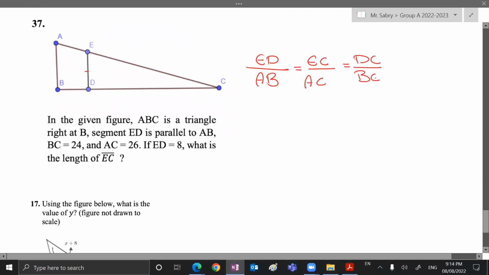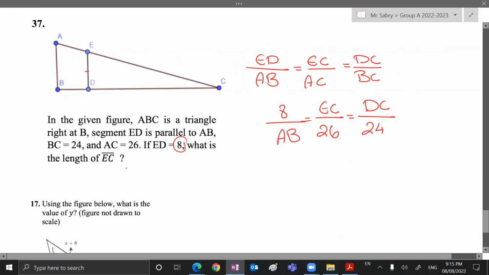So this is just by looking at the question or the shape. Now what am I given? I'm given BC, this one, with 24. So it's actually now DC over 24. I'm also given AC, this one with 26. So this is EC. I'm also given ED with 8, this one, 8.